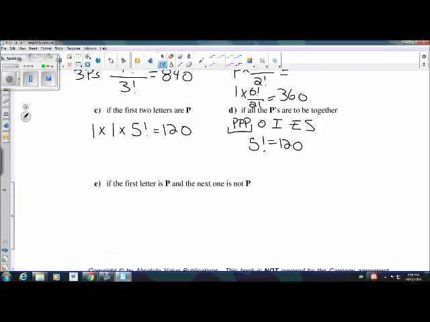E, if the first letter is P and the next one is not P. So if the first letter is P, this has to be a P. Then the next letter is not P. Oops, I'm doing this upside down from how we did the first one. The second letter is not P. I have 4 letters that are not P, so I can put that there. Then I don't care about the rest.